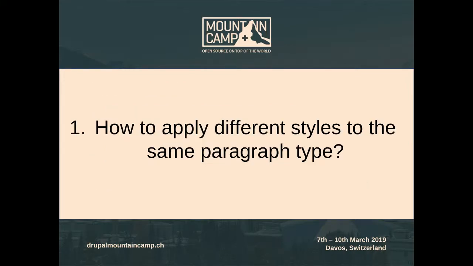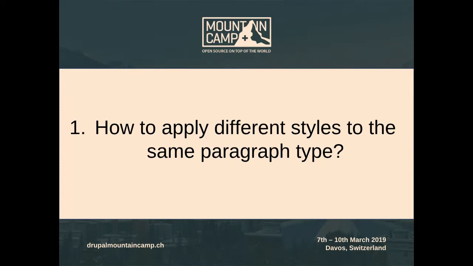So the first question is how to apply different styles to the same paragraph type. For instance, imagine you have a link paragraph type, and you want to style it as a button. That button could be a primary button, secondary button, call to action button, and so on. So how would you do this? You could do it, for instance, by creating a new field, and then you vary your styles based on that specific field value.